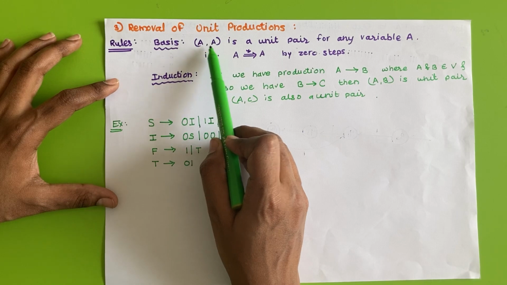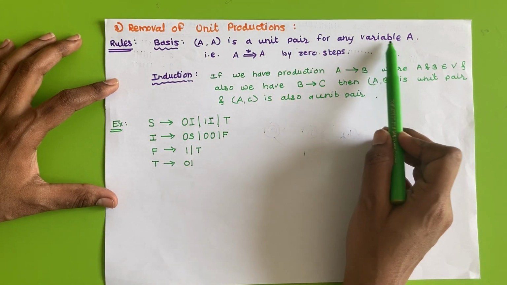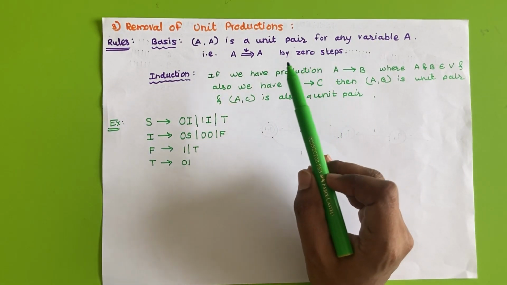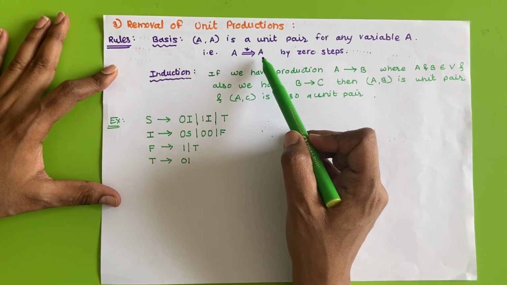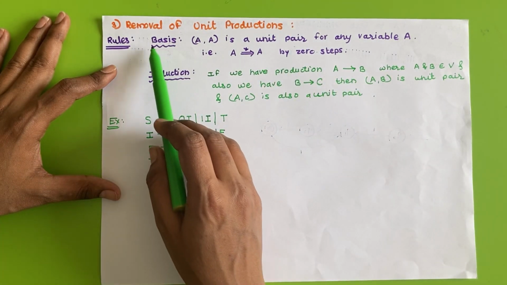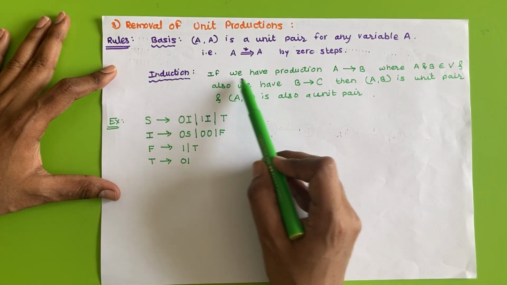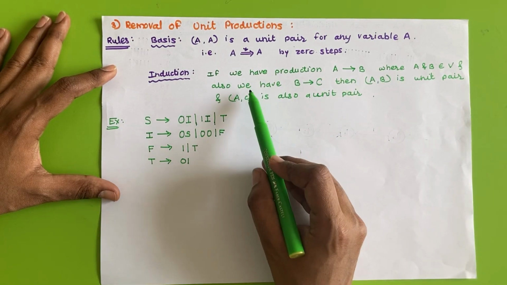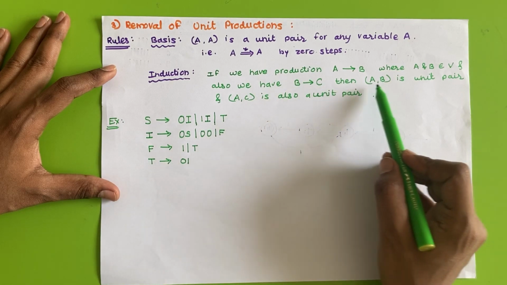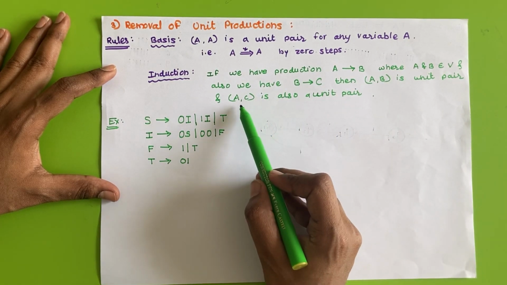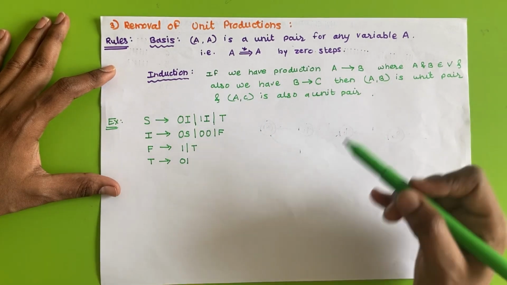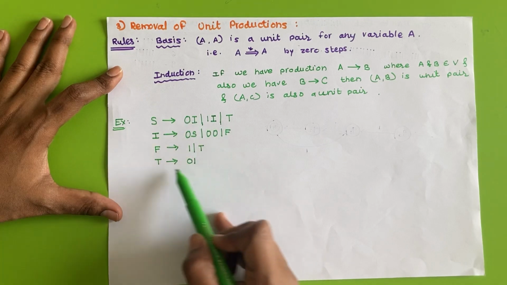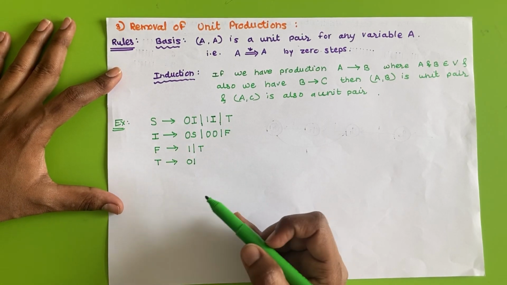Basis: if A tends to A is a unit pair of any variable A, then A derives A in 0 steps. So A is reachable by itself, that is the basis. And what is meant by induction? If we have a production of the type A tends to B and again we have B tends to C, then we can directly write A tends to C, as the transitive property. So we will take one example to get it clear.